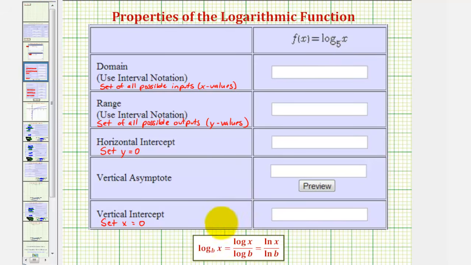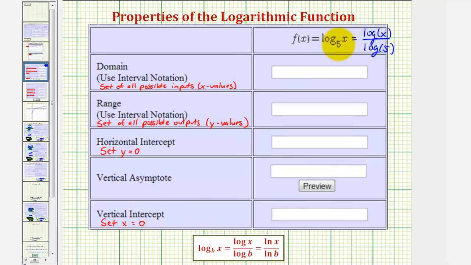So using the change of base formula given here, using common logs, we could write f of x equals the common log of x divided by the common log of the base 5. We'll use this to graph the function in just a moment.